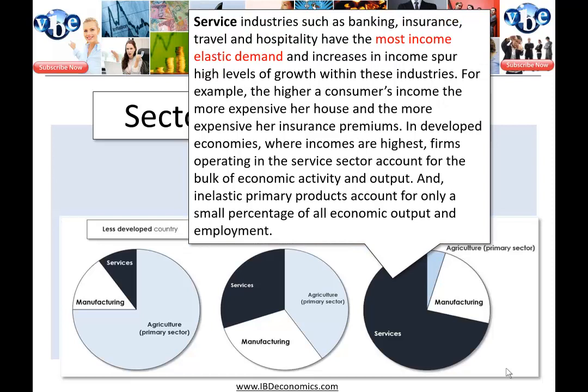But more importantly, service industries such as banking, insurance, travel, and hospitality have the most income elastic demand. And increases in income spur high levels of growth within these industries. So, for example, the higher a consumer's income, the more expensive her house and the more expensive her insurance premiums. In developed economies where incomes are highest, firms operating in the service sector account for the bulk of economic activity and output, and inelastic primary products account for only a small percentage of all economic output and employment.